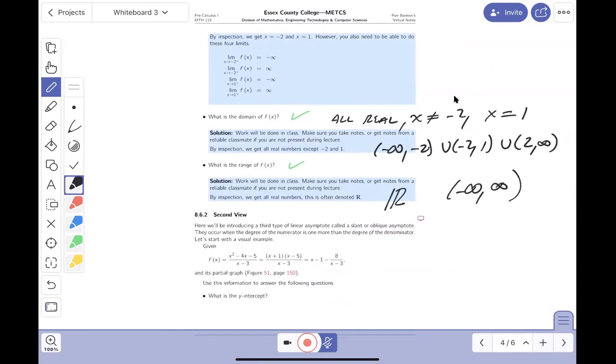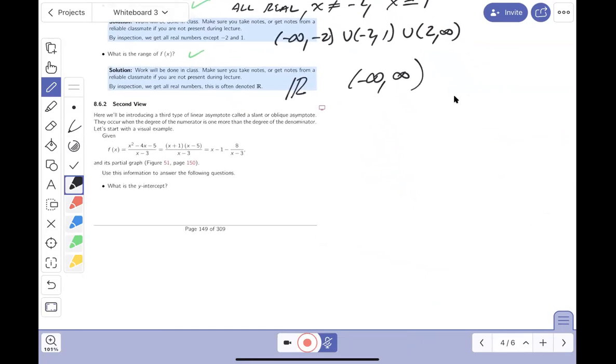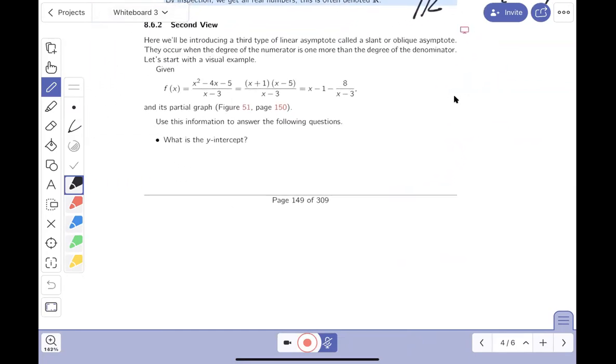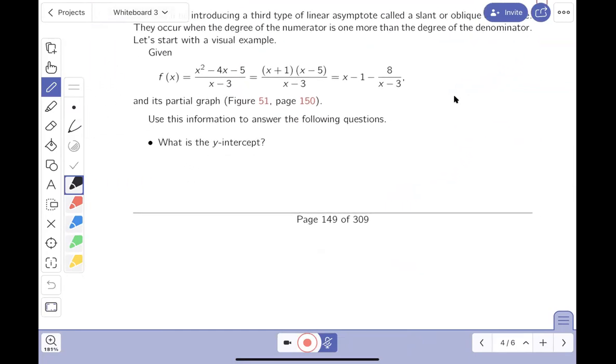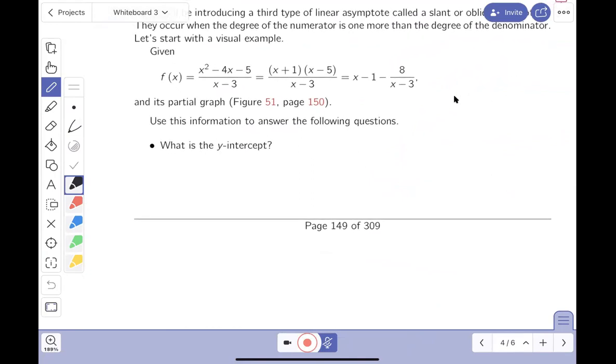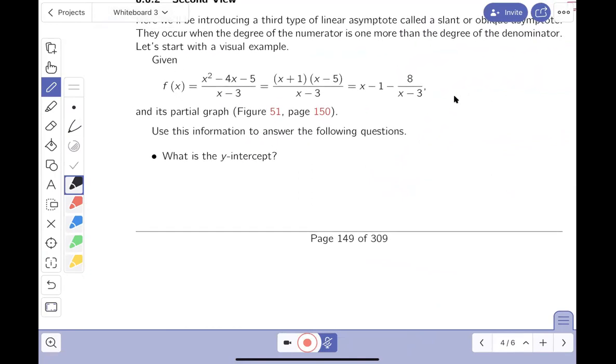All right, let's do second view. And the second view is this guy over here. What I'm claiming is I really want to look at what they have written down and understand where it's coming from. This is a rational function. It's a ratio of 2 polynomials. What did they do? They factored the top. The bottom's really already factored. It's a factor of x minus 3.